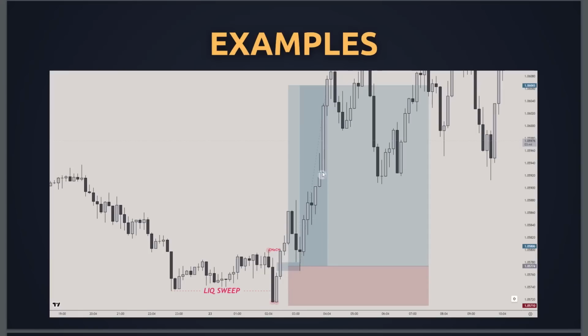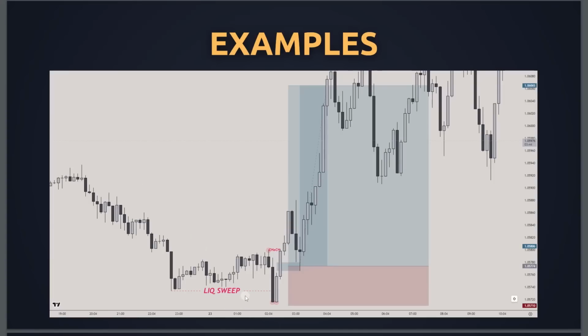And then price started going up, and you can target this high, or you can target any previous high. You could target the previous day high. You could target the previous session high. All of those different levels of liquidity that we discussed. And I have a lot of videos about liquidity. You can also watch them to get more experience. But this is the most basic form of the 2022 mentorship model.